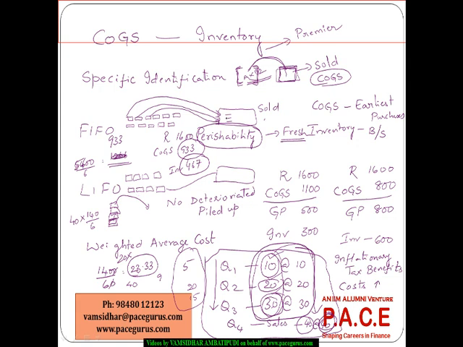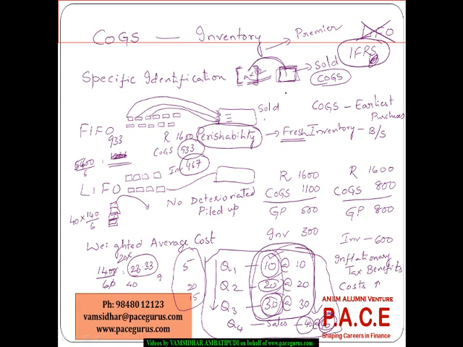So generally, in an inflationary kind of environment, the cost of goods sold that comes up with the weighted average cost method lies between the cost of goods sold obtained through the LIFO method and the one obtained through the FIFO method. Now, one important point that needs to be remembered with respect to the standards is that LIFO is typically not allowed under IFRS.